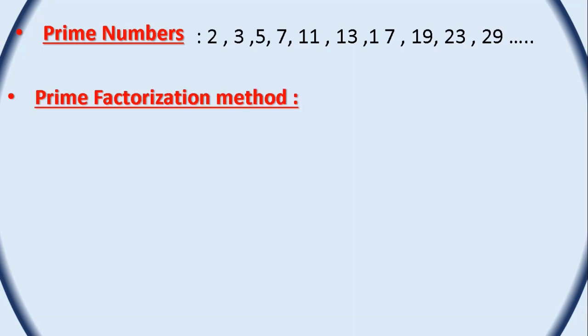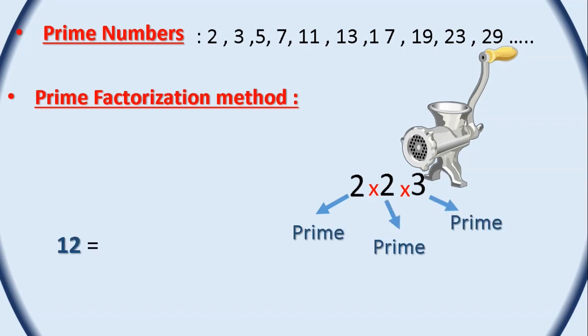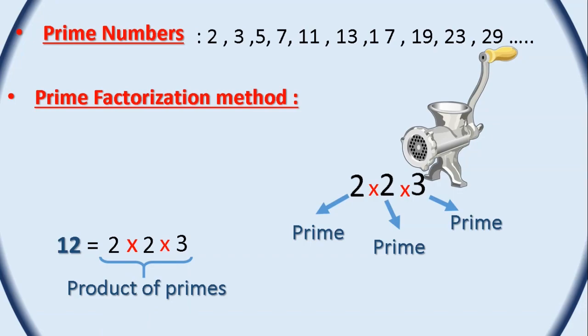Good. Now, what is meant by a prime factorization method? A prime factorization method is the method used to decompose the given number into product of primes. Very good. So, a prime factorization method works like this mincing machine. If you have number 12 there, it will be decomposed into 2, 2, and 3, where 2 and 3 are primes. So, we can say 12 equal 2 times 2 times 3, and this is a product of primes.